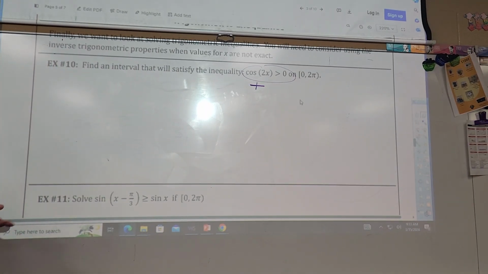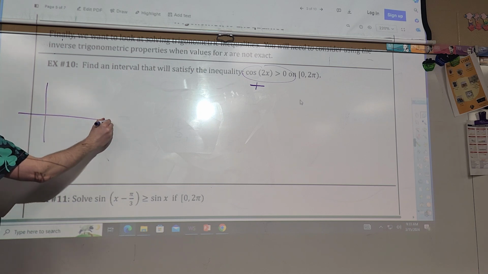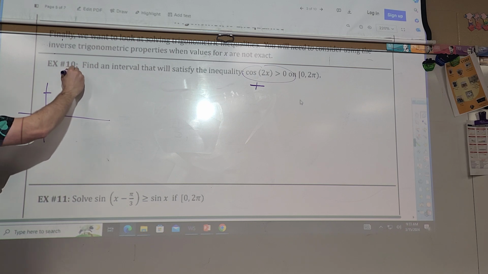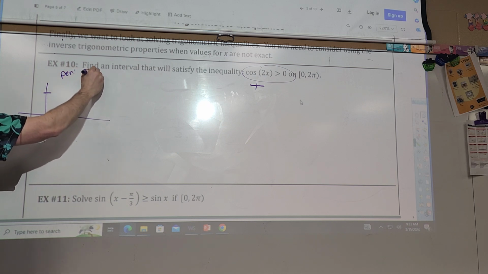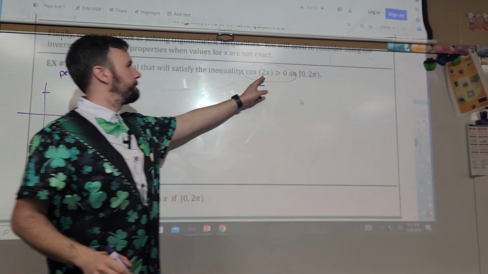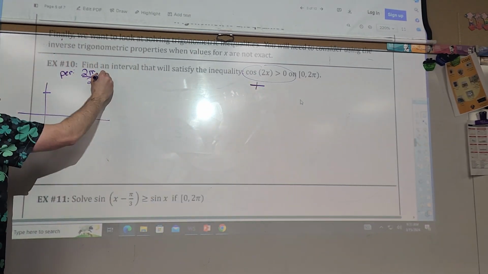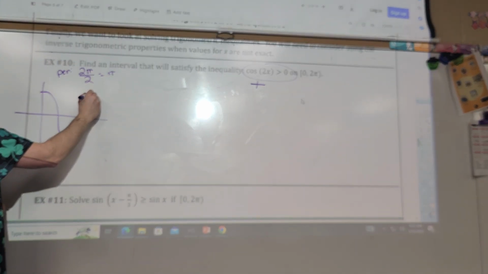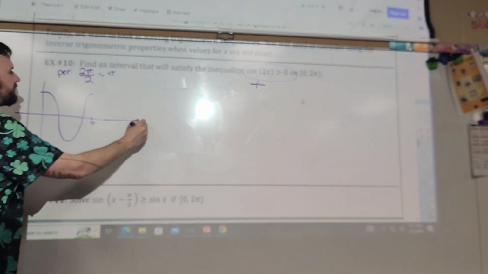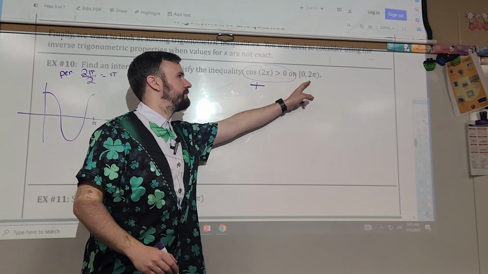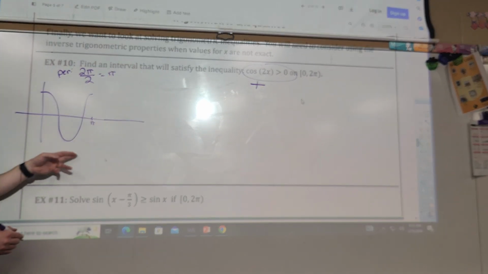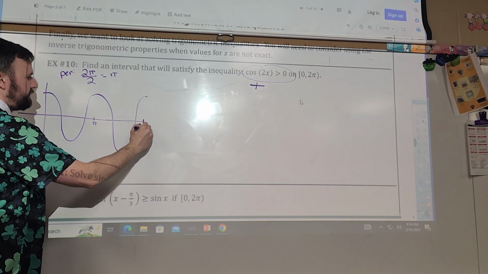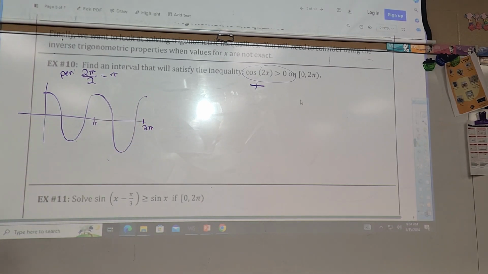So let's graph it and think about what's going on, because you are really good at graphing. Cosine starts high. What's my period going to be? It'll be 2 pi divided by 2, which is pi. So I'm going to go down, then up, and that'll be pi. But what does this question want? It wants from 0 to 2 pi. So how many periods fit in there? I'm going to have 2 of them. You see why I drew 2 curves.